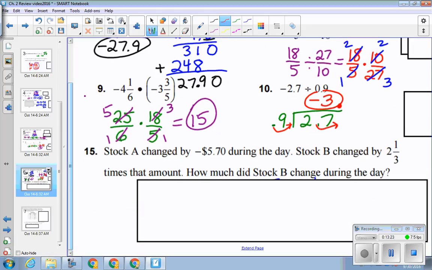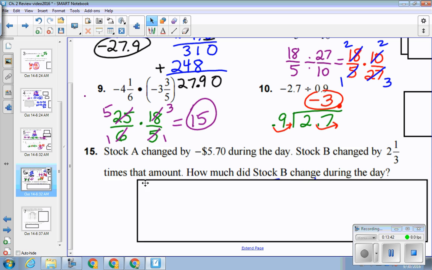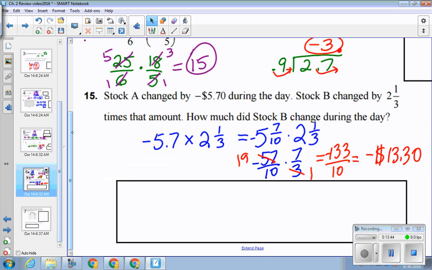Okay, the stock market change. When you see changed by 2 1/3 of that amount, that means to multiply by that number. So we're seeing what 2 1/3 of this number is. These numbers get really big in this one. Let me move this out of the way.